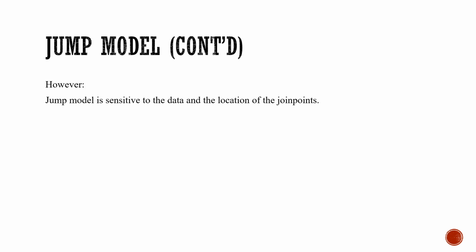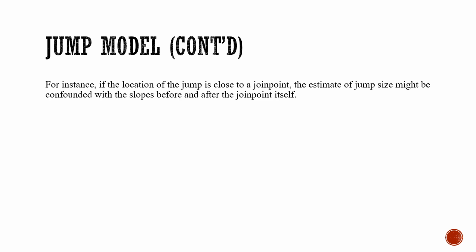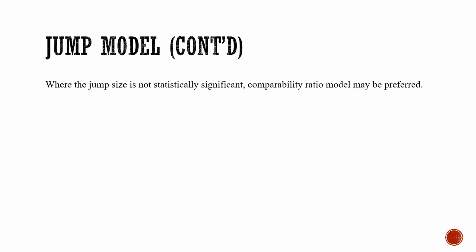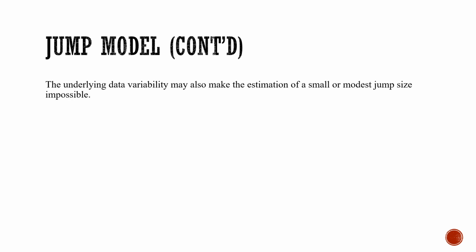However, the jump model is sensitive to the data and the location of the join points. For instance, if the location of the jump is close to a join point, the estimate of jump size might be confounded with the slopes before and after the join point itself. Where the jump size is not statistically significant, the comparability ratio model may be preferred. Also, the underlying data variability may make the estimation of a small or modest jump size impossible.